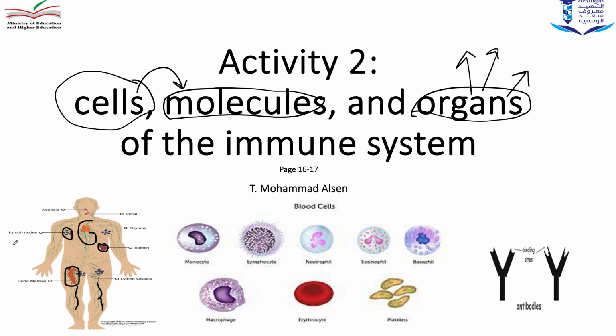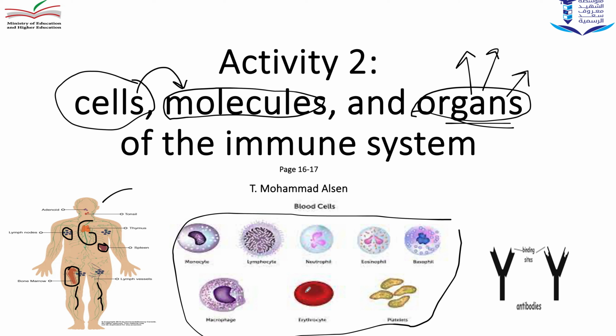So here, this figure allows you to see the organs of the immune system. The organs are bigger than cells and bigger than molecules. So the organs are made up of a high number of cells, and they have many functions to do. Here you can see a group of white blood cells. You can see here, this is not a white blood cell. This is a blood cell, and this one is a blood cell. But other cells are white blood cells.